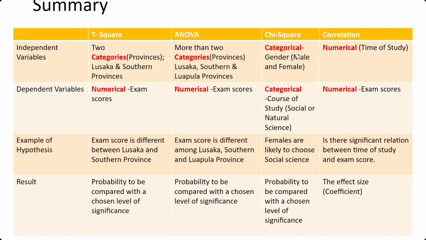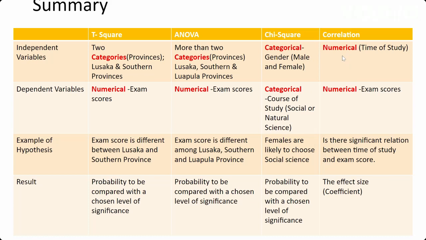If we have categories as independent variables and categories as dependent variables, then we use chi-square. In this case, we had gender, which is male and female, as independent variables, and we had dependent variables on the courses they were choosing, which is social or natural sciences. So these are categorical, they are not numerical. So if you have such a scenario, you use chi-square. Please examine this table properly.